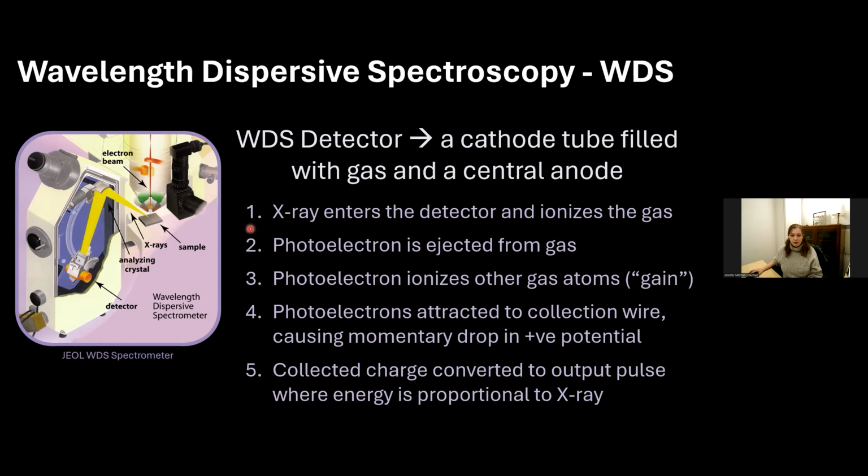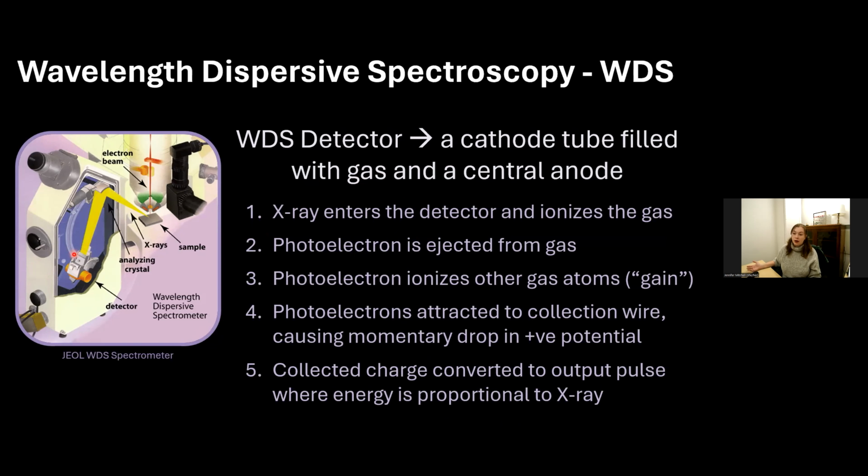So the WDS detector itself is different to the EDS detector. It's basically a little tube filled with gas, typically argon or P10 gas, and that has a central anode. So the X-ray has come off the sample, it's been diffracted by our crystal, comes into the detector, goes through a little X-ray transparent window, and that's ionizing the gas.